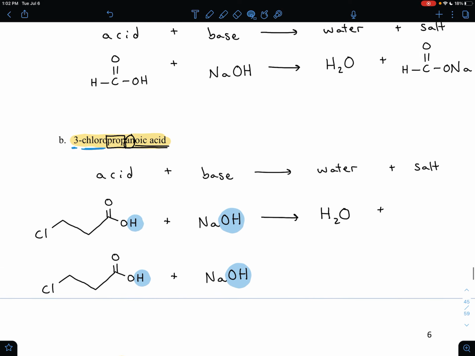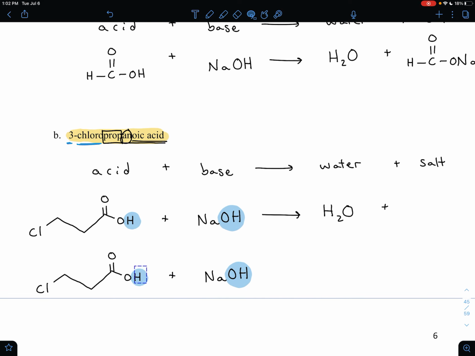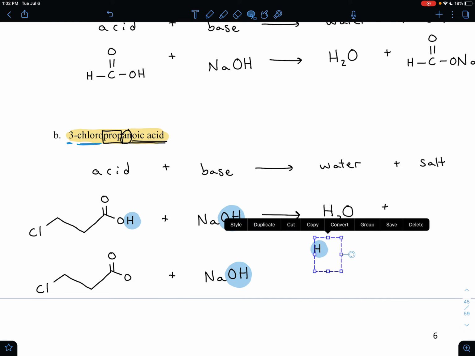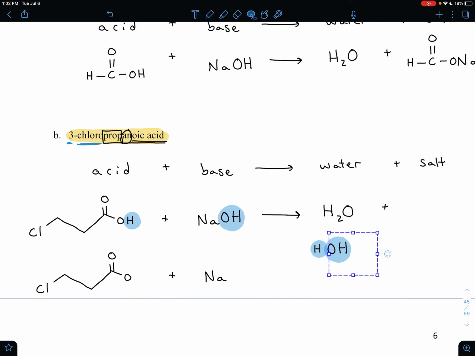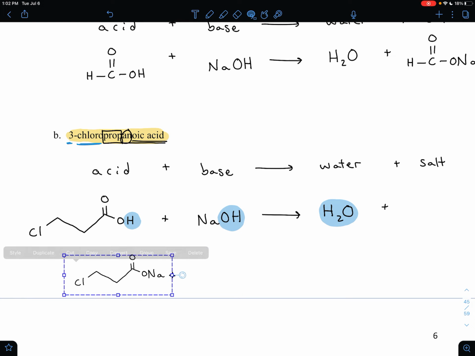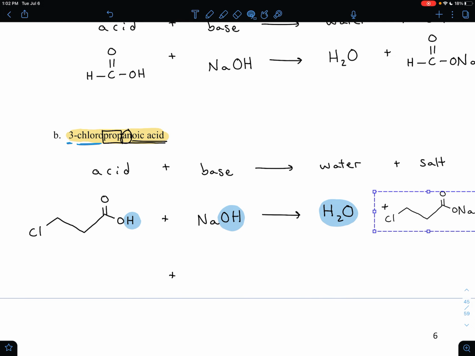So the H of this acid will combine with the OH of the base. That's your HOH, that is H2O. And then what's left over combines. So that sodium there will combine with that oxygen, and you can draw that in there, and that's your salt. And you know it's a salt because it's an ionic compound, a metal and a non-metal, sticking together because they have opposite charges there.